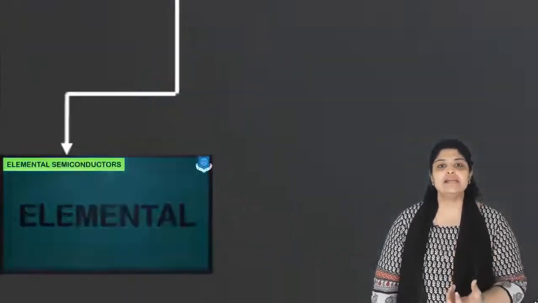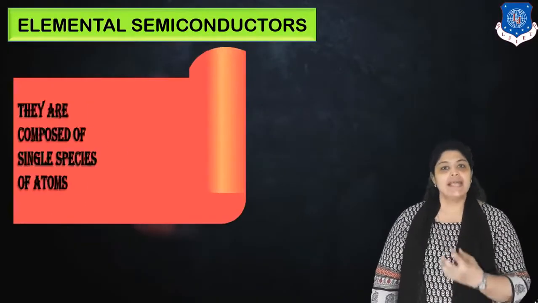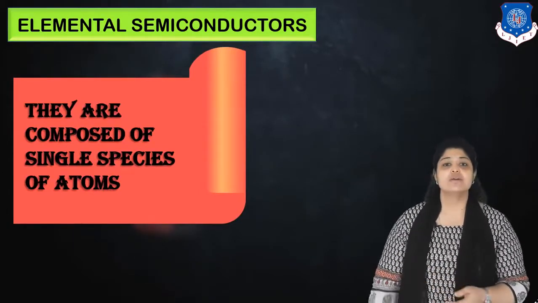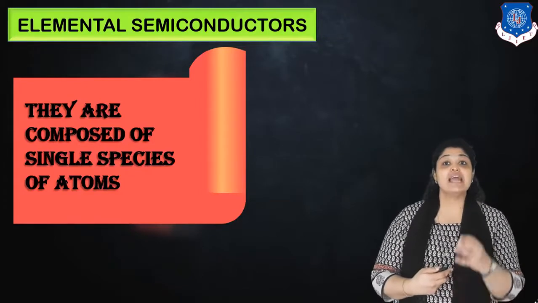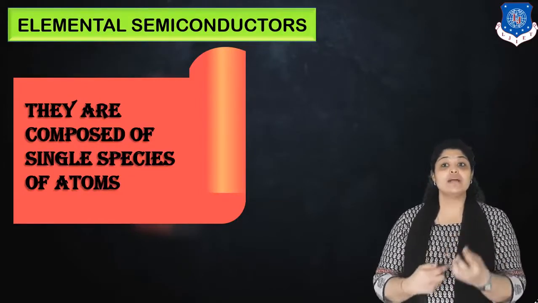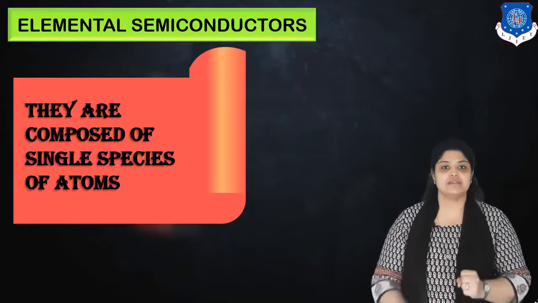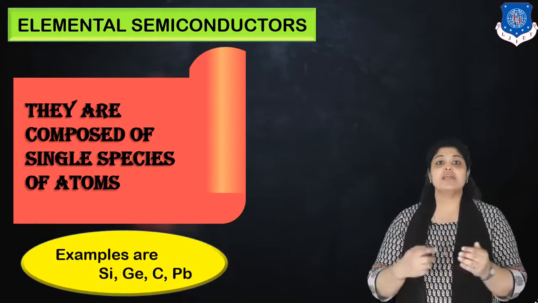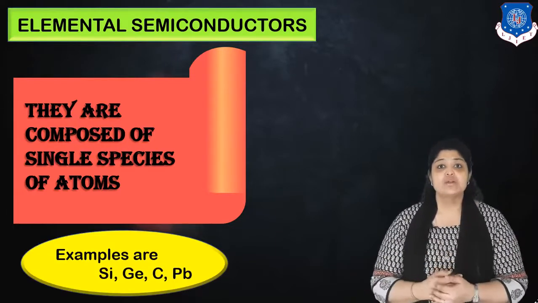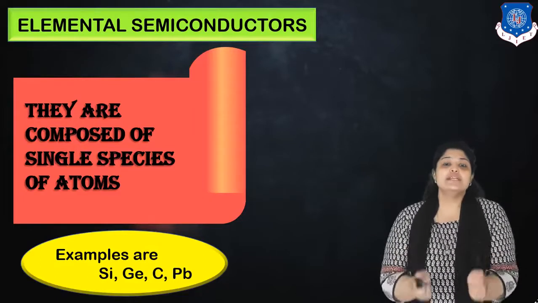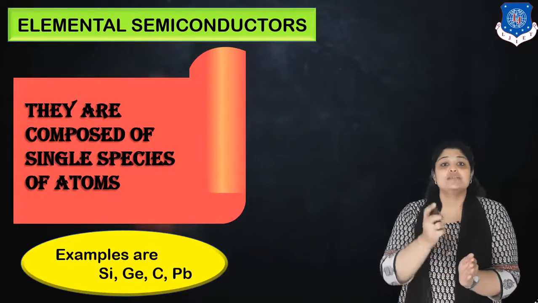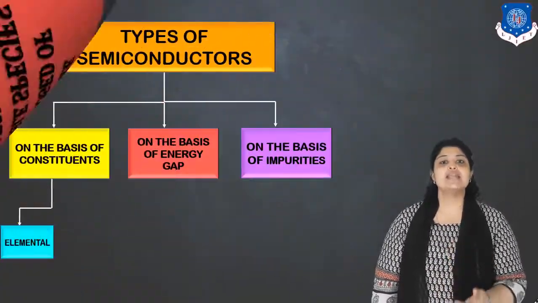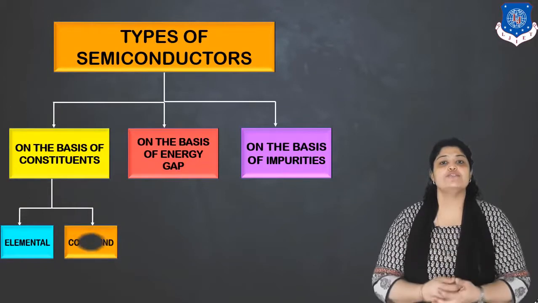Let's see what elemental semiconductors are. Elemental semiconductors are composed of single species of atoms. What do you mean by single species of atoms? They have only one material or one type of atoms present. Some examples of elemental semiconductors are silicon, germanium, carbon, lead. So if I say silicon, it will have all silicon atoms only, and that is the meaning of single species of atoms. Let's see what is the second category of semiconductors on the basis of constituents.